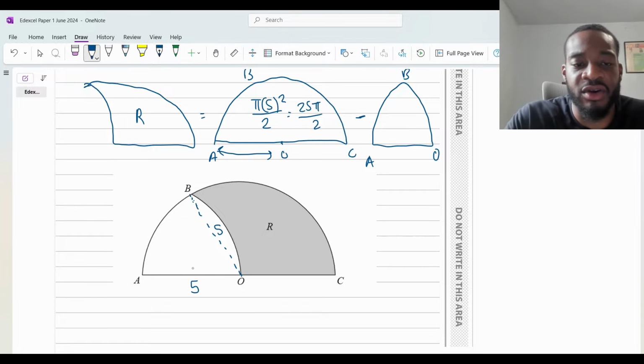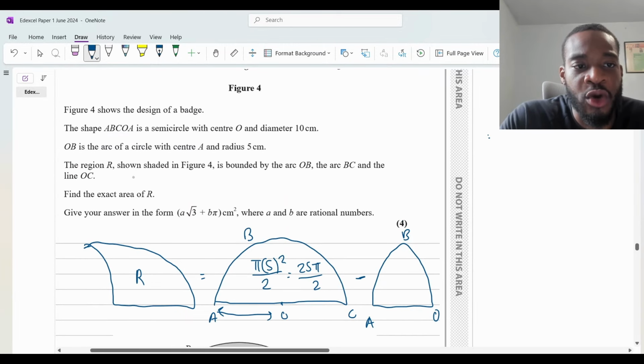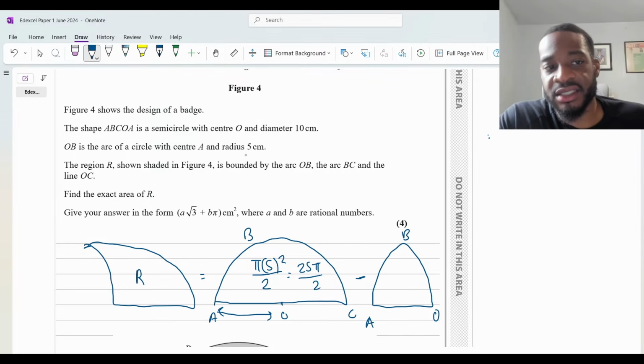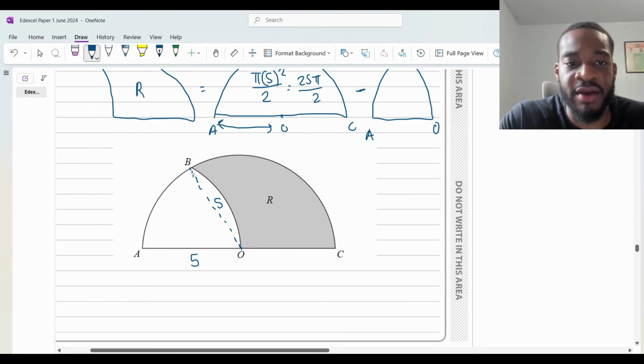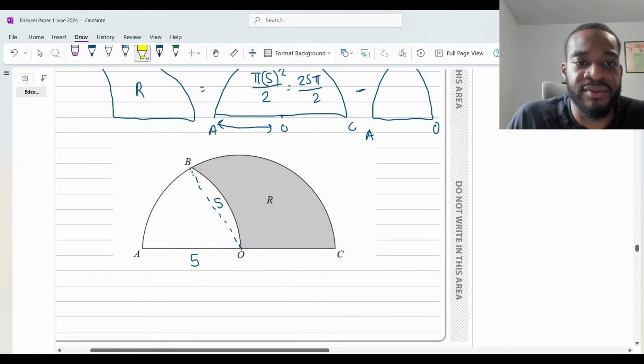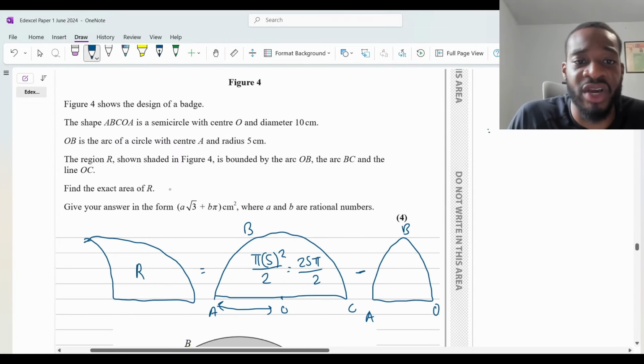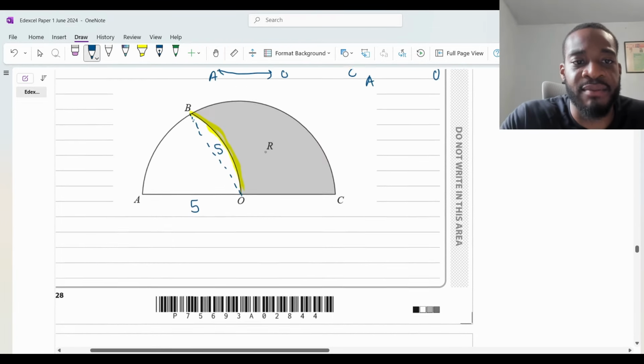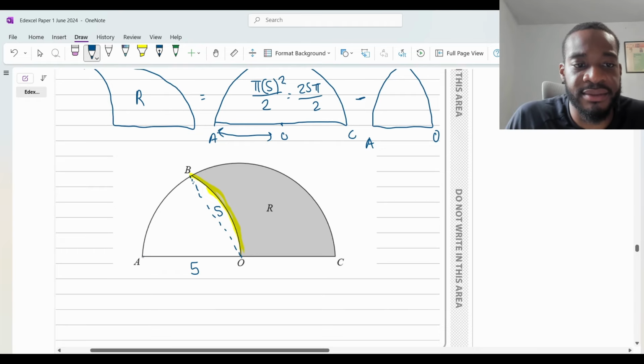Now, let's have a look at the information again. They've also told us that OB is the arc of a circle with center A and radius 5 centimeters. How does that help us? OB is obviously this here, right? They said that it's an arc with a center of A. The point A is there. If this is the center and that's the arc, and the radius is 5 centimeters, then this distance, A to B, over there, is also 5, isn't it?